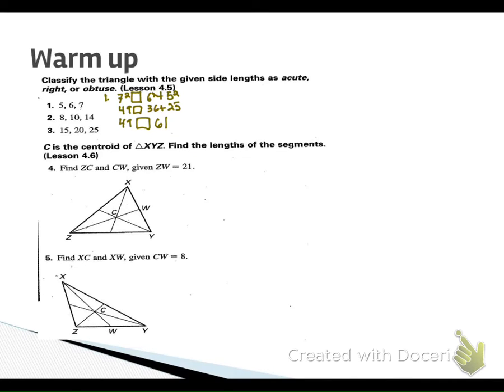So how does c squared relate to a squared plus b squared? It's less than. What does it mean to be less than? It means it's acute. Okay, so our second one.